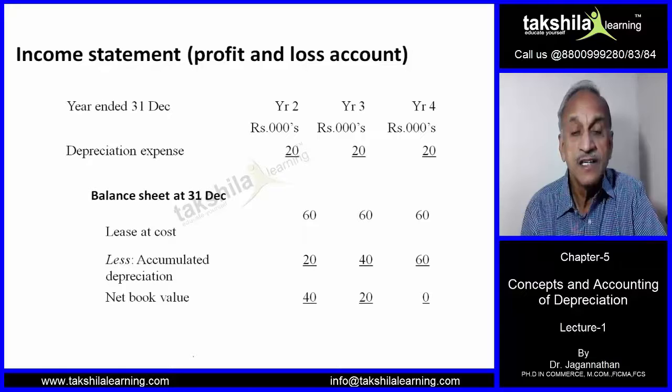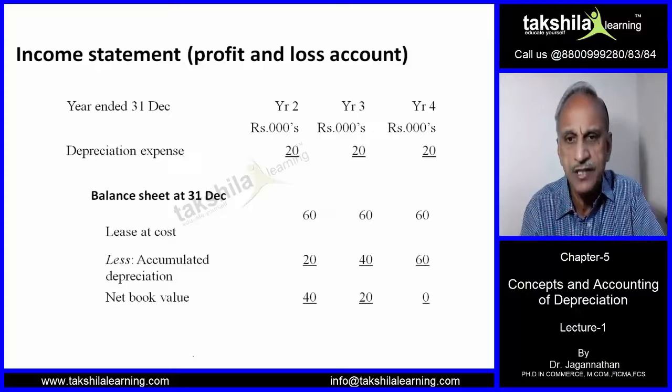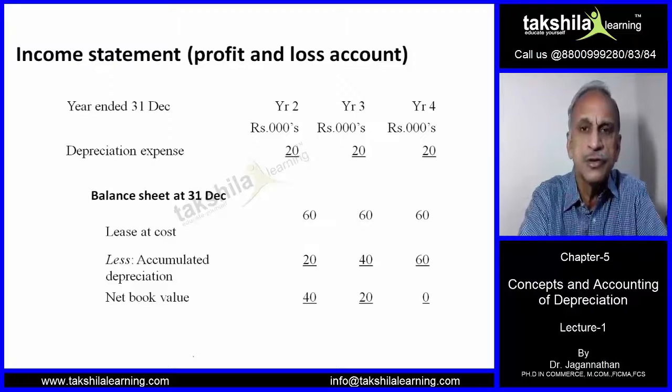In the balance sheet, the original lease cost was 60, which is a fixed asset. Accumulated depreciation is 20, so I get 40 net book value. Next year, the original cost is 60, the accumulated depreciation increases from 20,000 to 40,000. So 60,000 minus 40,000 becomes 20,000 net book value. Third year, the original lease cost is 60,000. Accumulated depreciation from 40 becomes 60. 60 minus 60, the residual value is 0. Your lease is completed. Your objective is over.